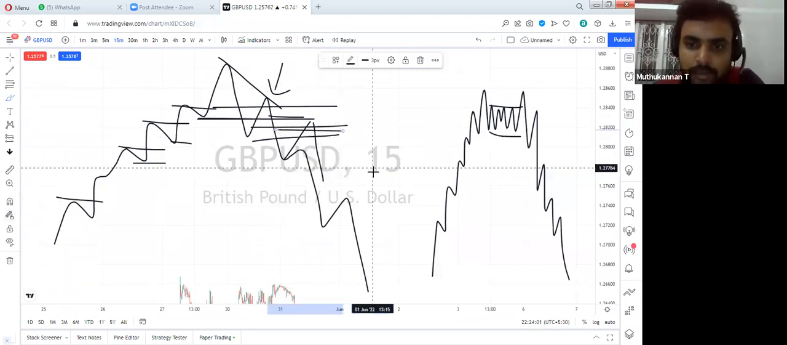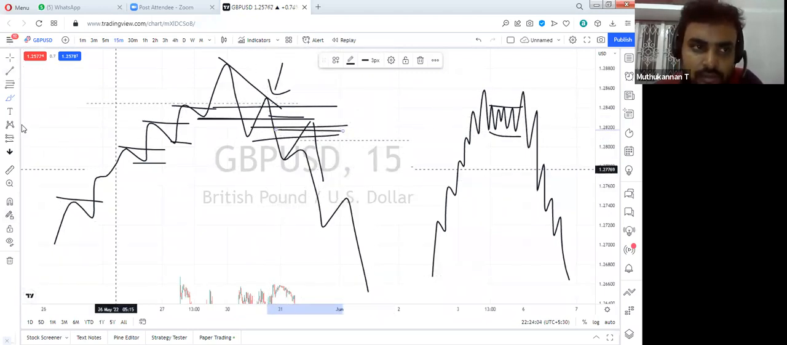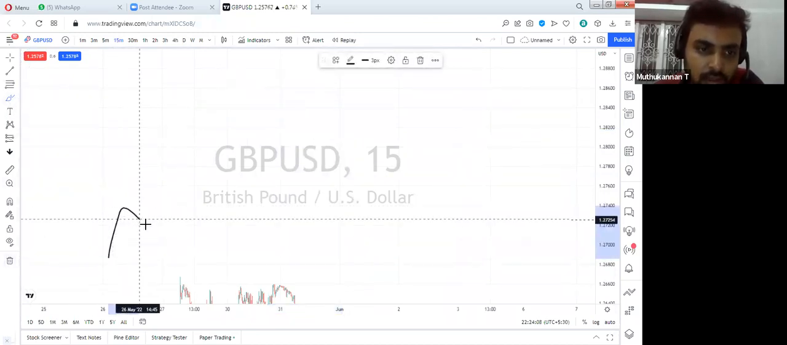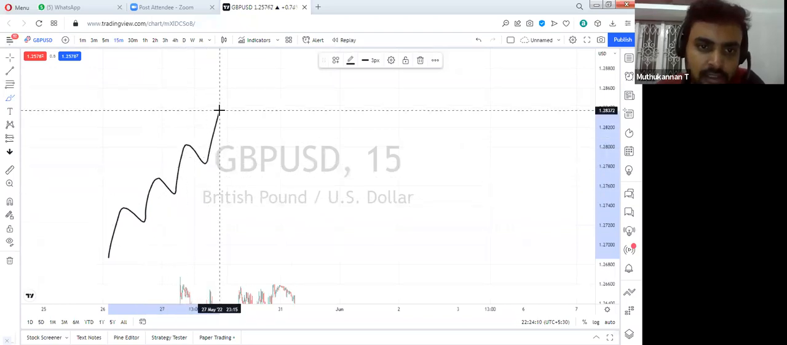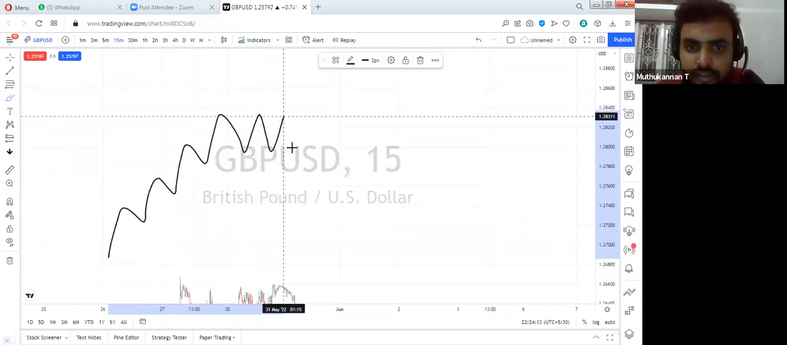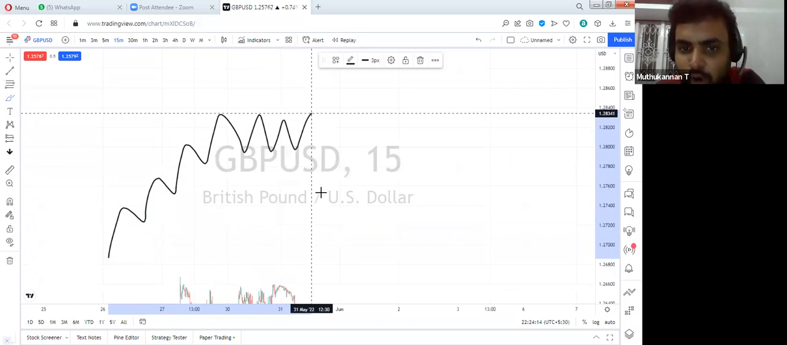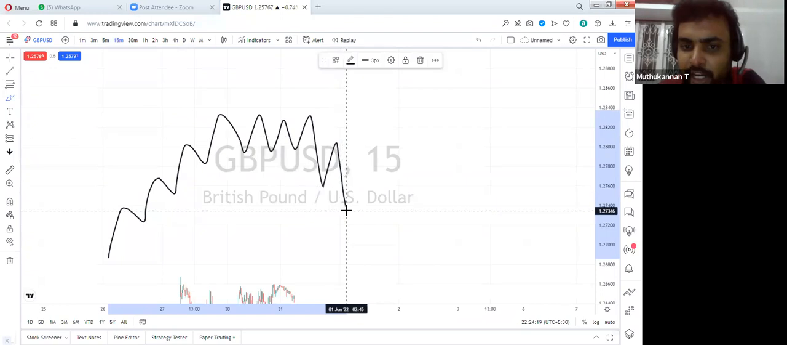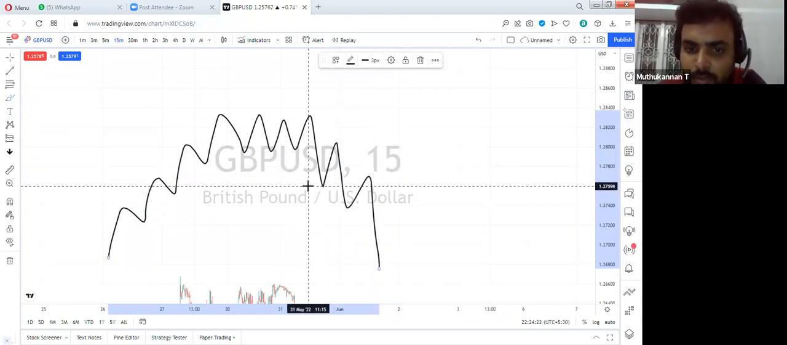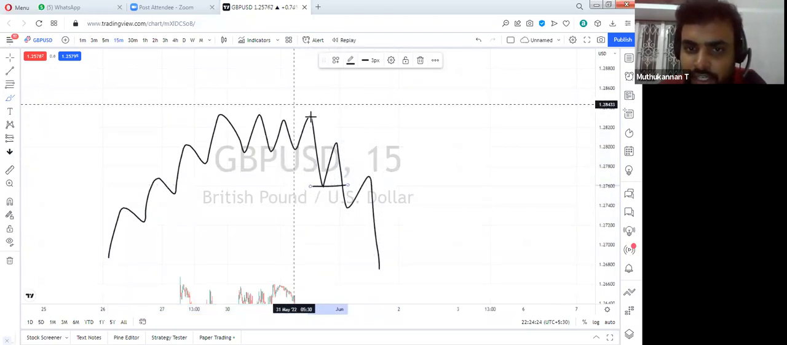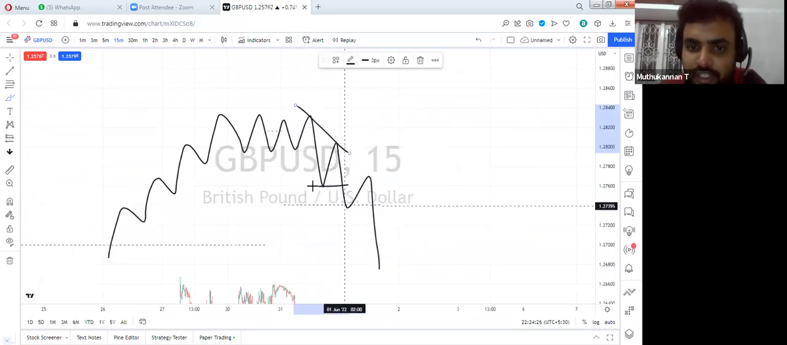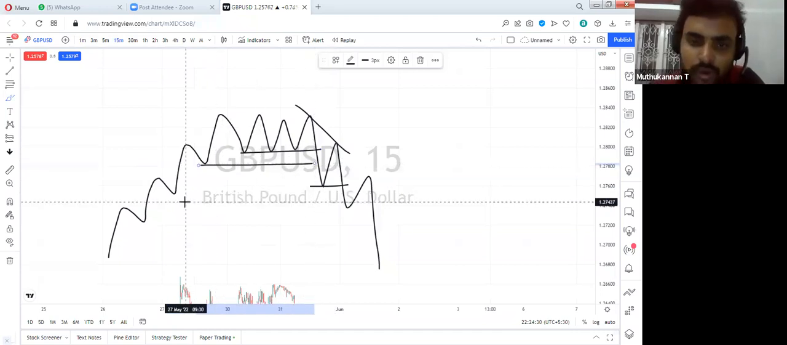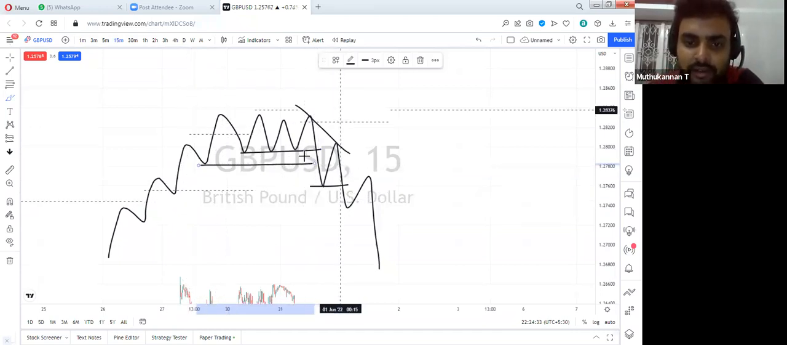Okay. Similarly, in a ranging market, like this, uptrend, ranging market, suddenly range breakout, retracement, breakout. Now you can say market is shifted here because it's broken the lows, it broke these lows, right? So market is reversing its direction.